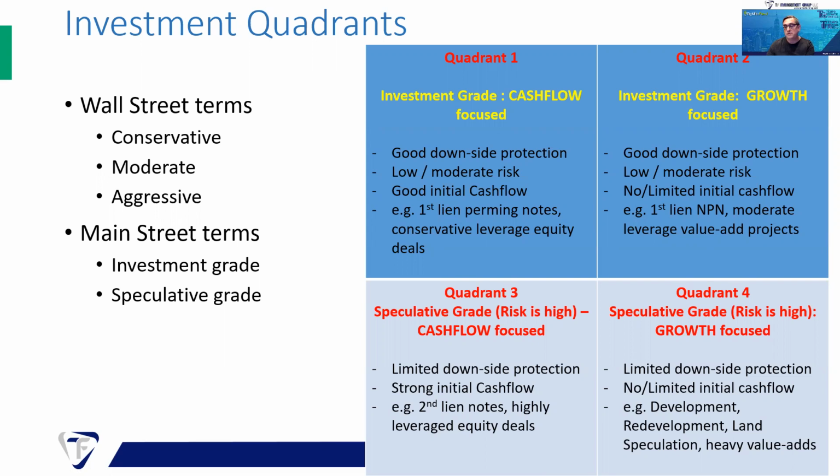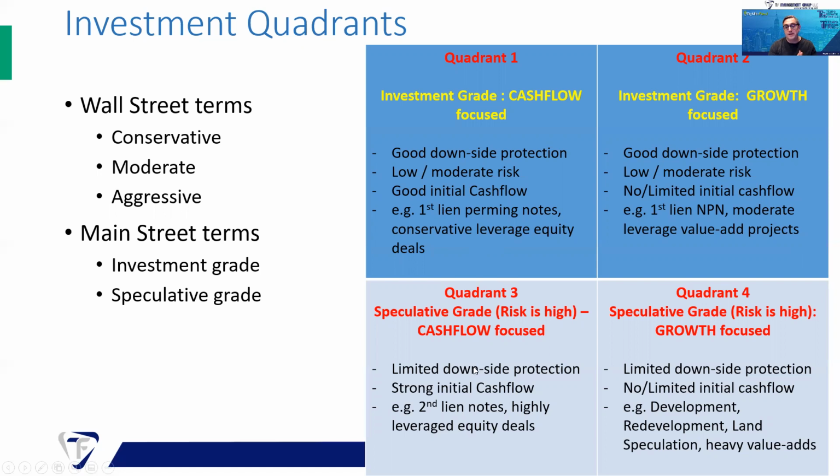The quadrant 2 deals typically have no cash flow. They still have good downside protection. You're taking low to moderate risk. What falls into this quadrant are some of the non-performing notes and moderately leveraged value-add projects, typically the deals that don't fall into negative cash flow situations.